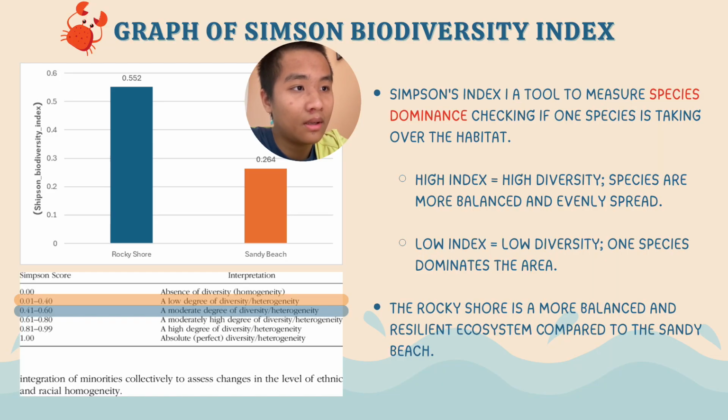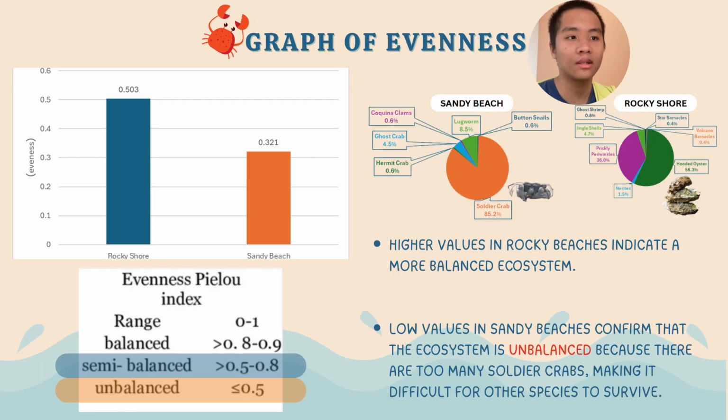The Simpson Index is a tool to measure species dominance, checking if one species is taking over the habitat. A high index means higher diversity. Species are more balanced and evenly spread, while a low index indicates lower diversity, and that one species typically dominates the area. As you can see, the rocky shore has a more balanced and resilient ecosystem compared to the sandy beach. Here's a graph representing evenness.